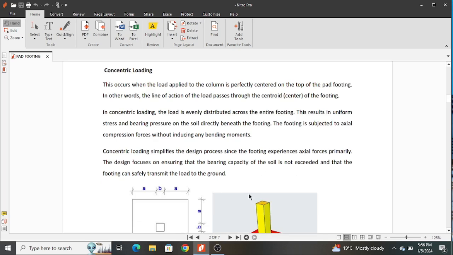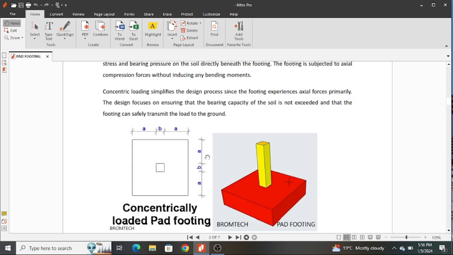Concentric loading actually simplifies the design process since the footing experiences axial forces primarily, and moments are not much, or their effect is not much felt in such a footing. This design focuses on ensuring the bearing capacity of the soil is not exceeded and the footing can safely transmit the load to the ground.